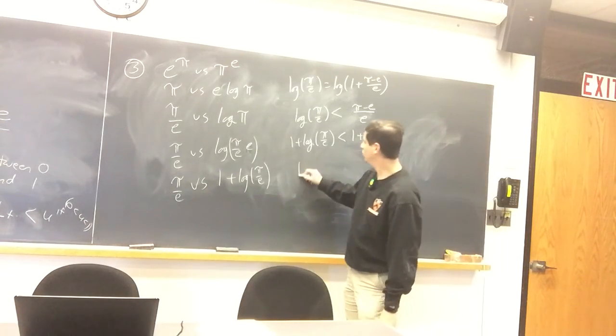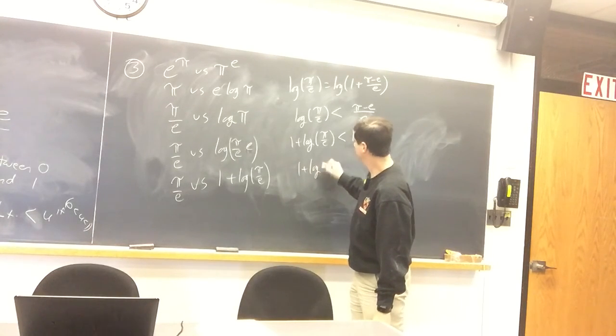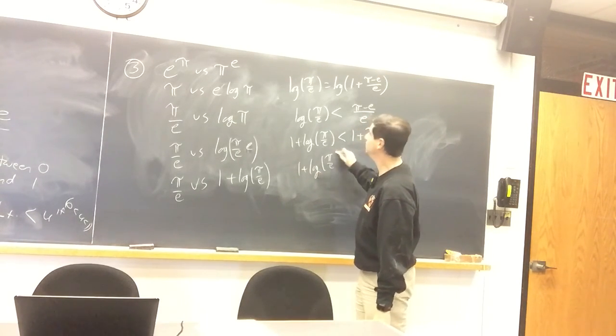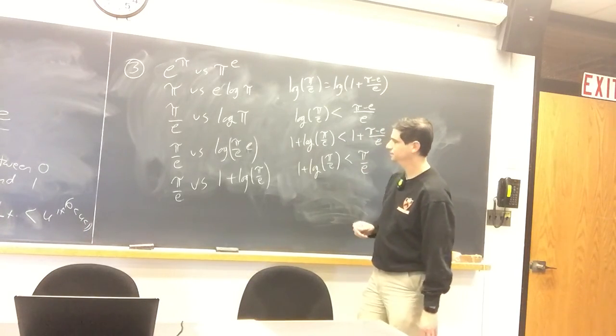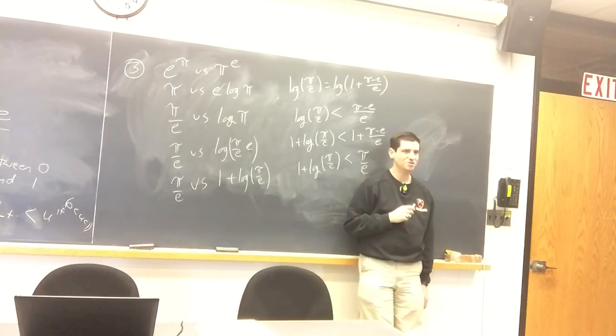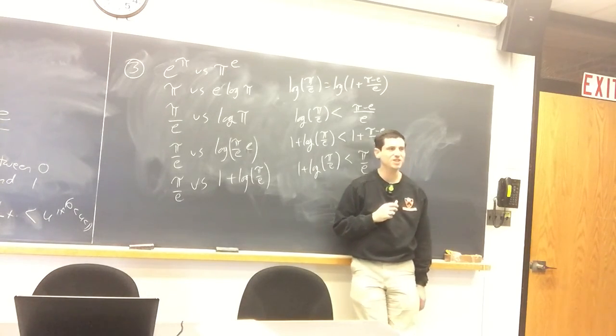Pi over e. So we get 1 plus the log of pi over e is less than pi over e. And that allows us to resolve the problem. So we are able to solve this using Taylor series.